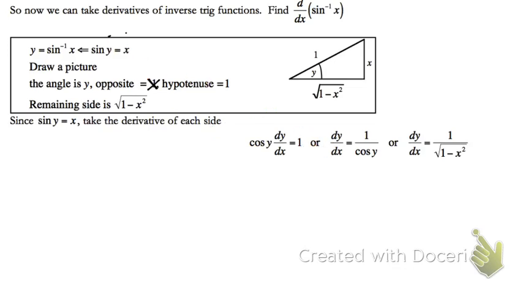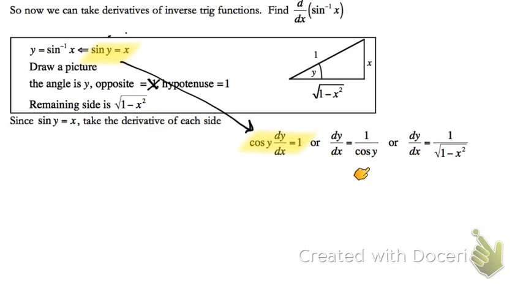So this is the derivative of that function using implicit differentiation. And then we solve for dy dx. So to do that, we would divide both sides by cosine of y. So you get 1 over cosine of y equals the derivative, dy dx.